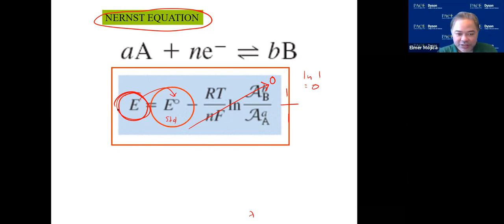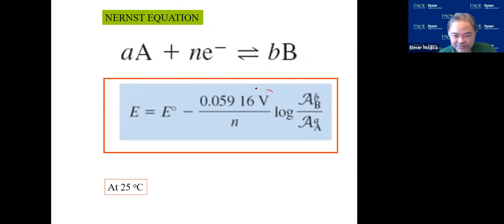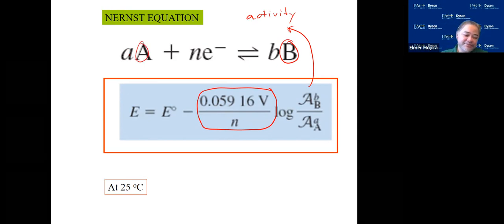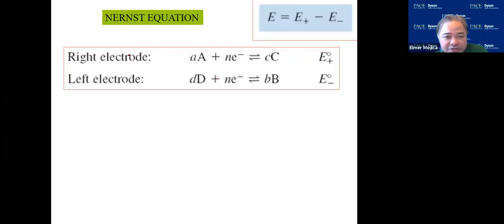So if you're going to simplify this one, I hope they put it here. So this just becomes here. And if you're going to look at this log, you could say, why A? A is for activity. If you recall in lecture 7 or chapter 7, we discussed the usage of activity instead of concentration. So this is activity of the product raised to B over activity of the reactant raised to A. And if you're going to look at the reaction that we have, we can have it in terms of this: the positive potential minus the negative potential.